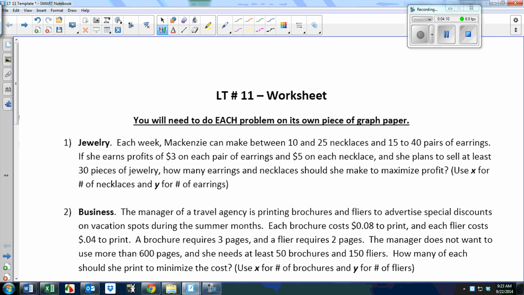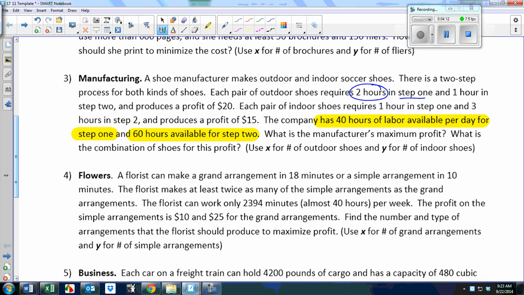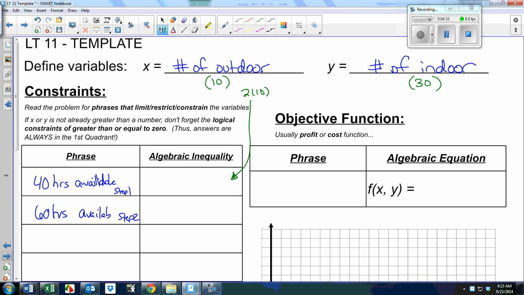All right, back to the word problem. The 30 indoor shoes, how long do they take? They take 30 hours, 1 times 30. All right, for the outdoor shoes, it would be 2 hours, and then 1 hour would be 3 hours. It's 2 hours in step 1. And we're only looking, that's a good question, we're only looking at one phrase right now, 40 hours available in step 1. So we are only thinking about that one phrase.